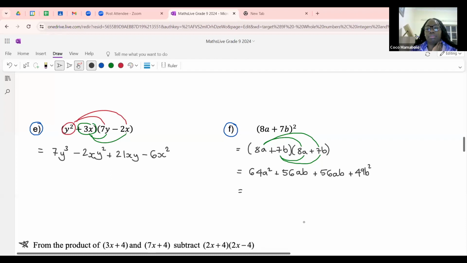What are we seeing? Correct. That's it. The ABs are like terms, right? I'm going to get 56AB and 56AB. Now, in this one, we definitely have like terms. So I'm going to have 64A squared, plus 56 plus 56 will give us 112AB, and 49B squared. Right.